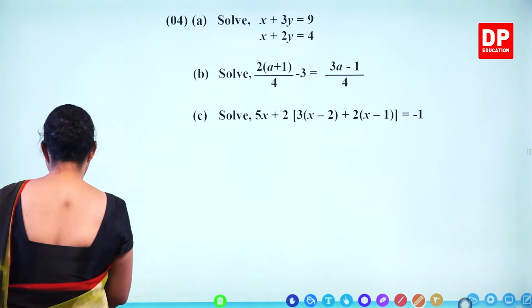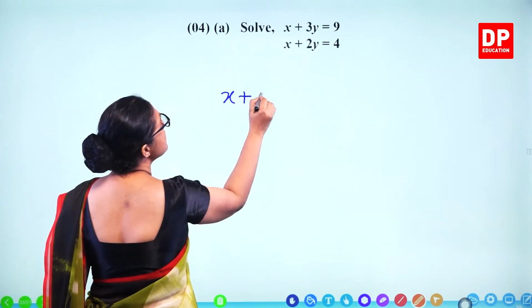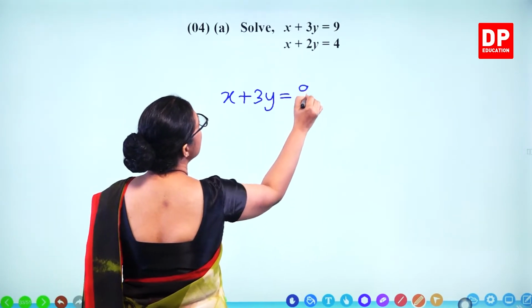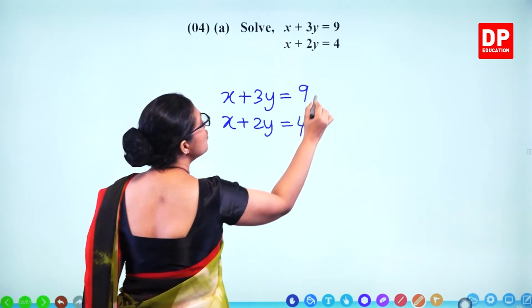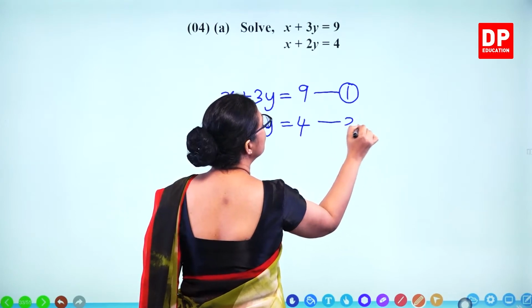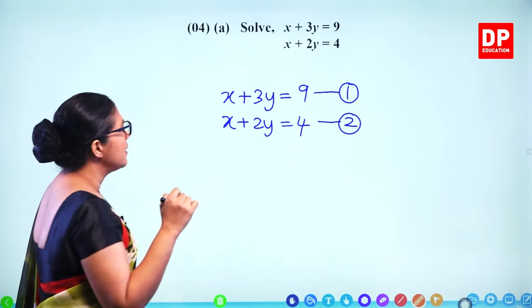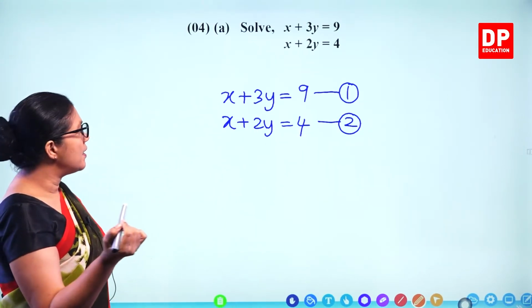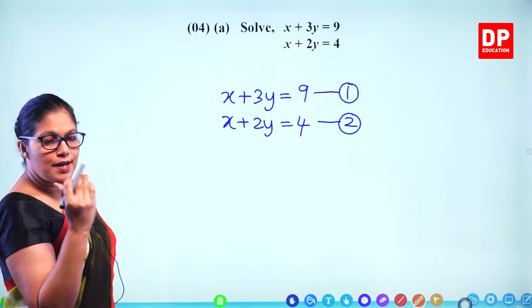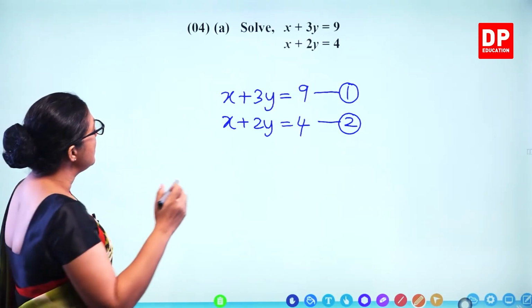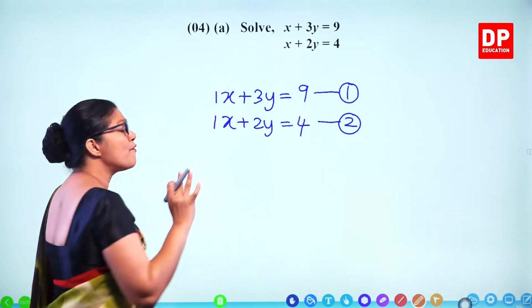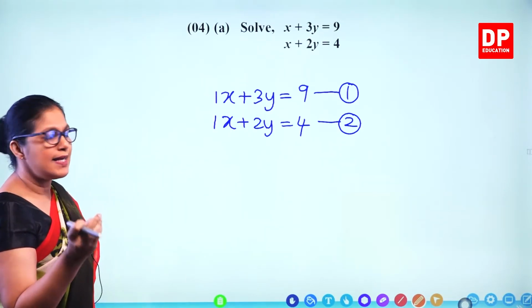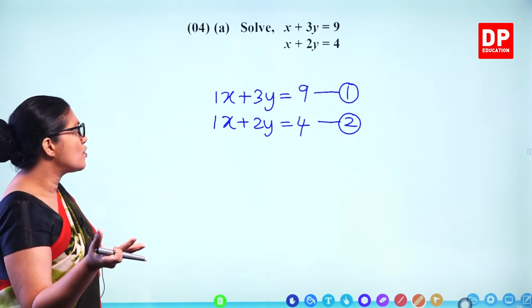So we'll do that. x plus 3y equals 9. x plus 2y equals 4. You label the 2 equations 1 and 2. Then you have to get rid of one variable. Look at the coefficients, the numbers in front of the letters. Here 1, here also 1, but these two are different. So we get rid of x, because it's the easiest way.